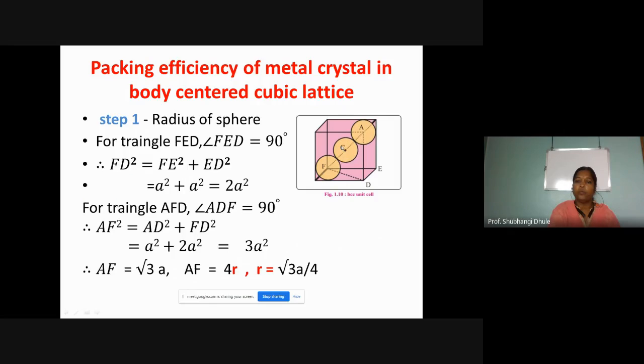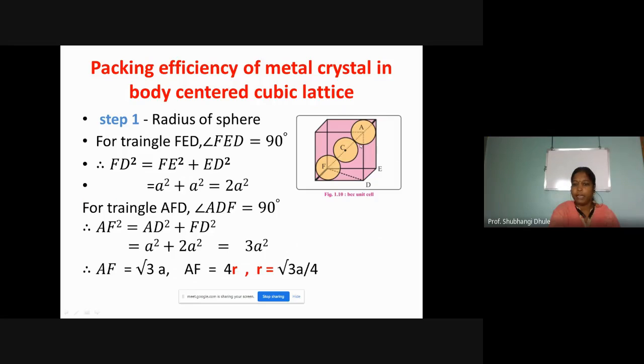At the face of the BCC unit cell, the spheres are not touching. Even though they are present at the corners of the face, they are not touching at the face. So there is a slight difference from the primitive cubic unit, a slight difference in the arrangement of the spheres.